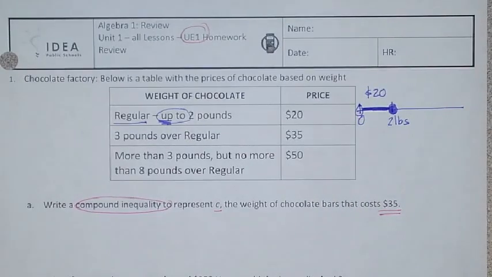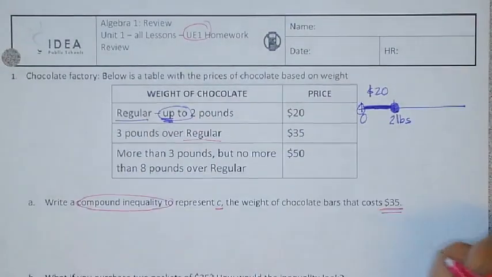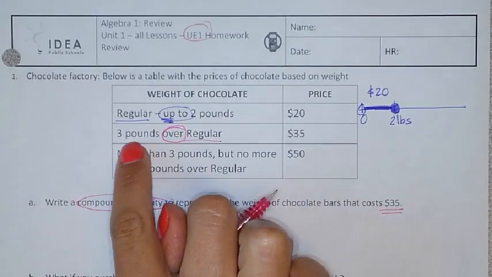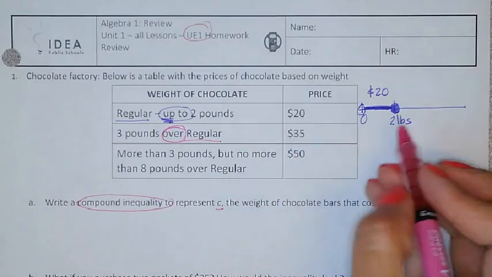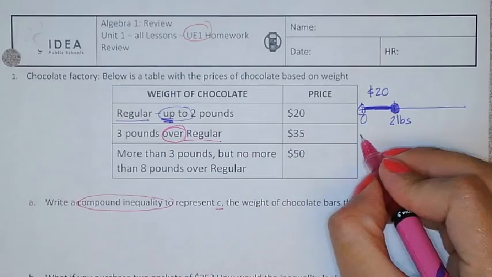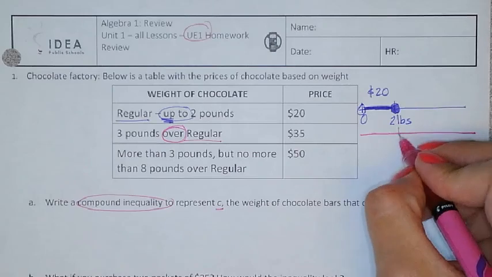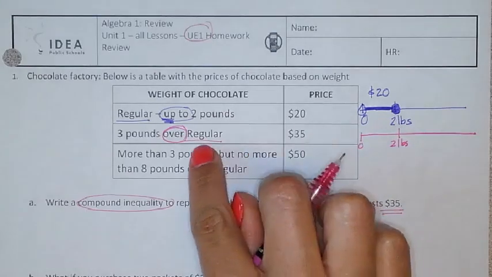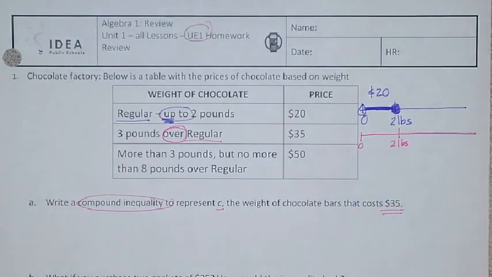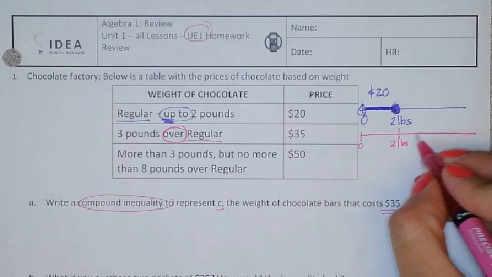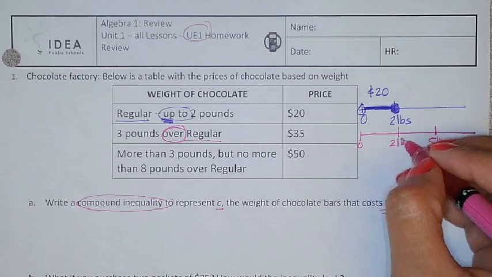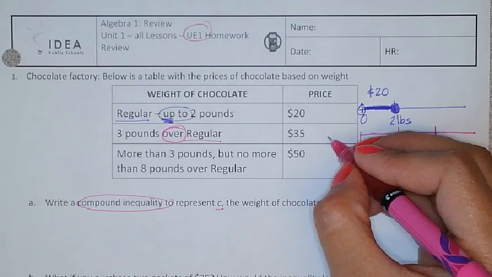Okay? Now the next says 3 pounds over the regular. So it's not starting at 3 pounds, it's starting at 3 pounds over the regular. So the regular ended at 2. So I'm going to draw the same line here. So 3 pounds over the 2, this is 2 pounds, this is 0. 3 pounds over would be 4, 5, we're going to do 5 pounds, right, because 2 plus the 3 would be 5. So from 2 to 5, it's a $35 cost, right?